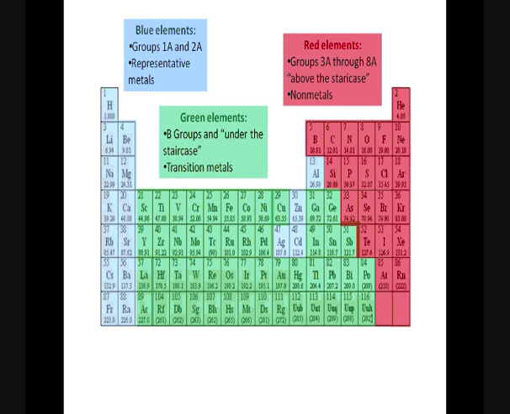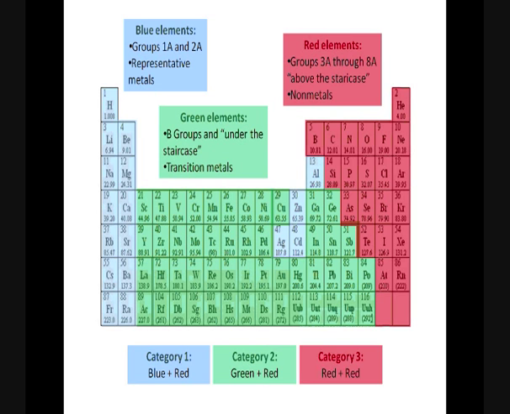But we need more than just some color-coded elements to understand the IUPAC rules. When these groups of elements interact in different combinations, they require a specific set of rules. So here are 3 categories that will help you know when to use which rules. Category 1 rules are for compounds made of blue and red elements. Category 2 rules are for compounds made of green and red elements. And Category 3 rules are for compounds made of all nonmetals, 2 red elements.